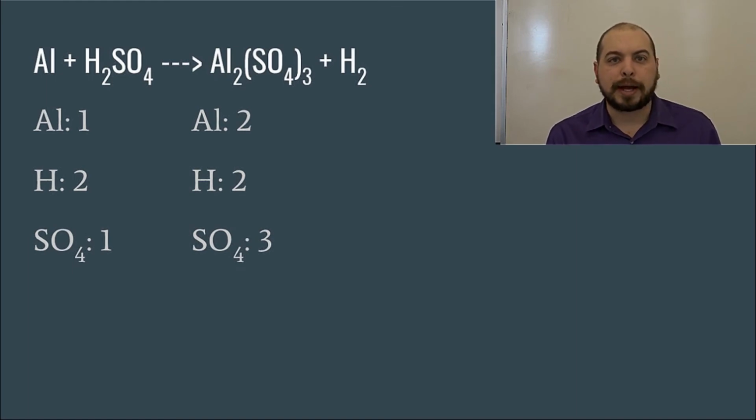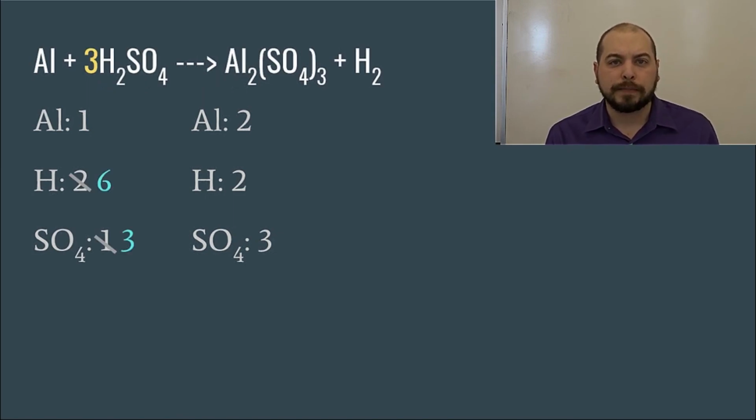Okay, so this is unbalanced. The first thing we're going to do is try to balance the sulfates. So in order to do that, we put a 3 in front of the sulfuric acid on the left. This is going to balance the number of sulfate ions on the left and right side, but it's going to unbalance the hydrogens. So the next step we're going to do is on the right side, we're going to add a 3 in front of the hydrogen. This is going to balance the number of hydrogens to give us 6 on either side.